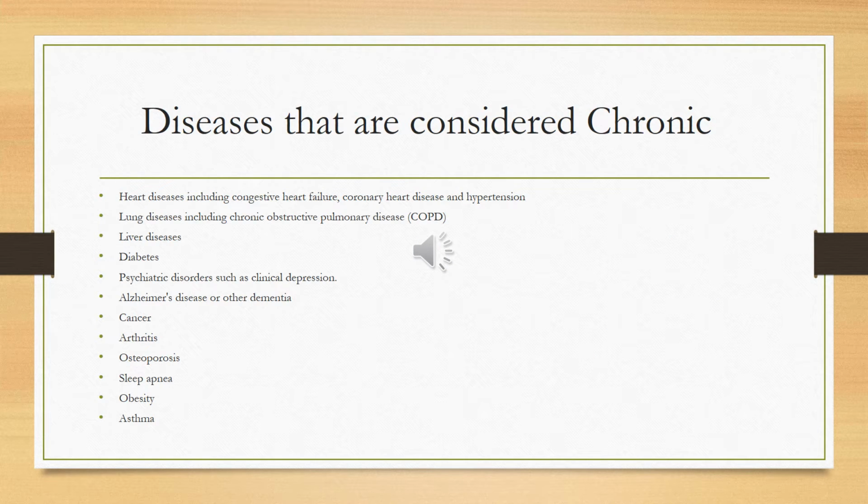Diseases that are considered to be chronic: heart disease, including congestive heart failure, coronary heart disease, and hypertension, also known as high blood pressure; lung disease, including chronic obstructive pulmonary disease, known as COPD; liver diseases; diabetes; psychiatric disorders such as clinical depression; Alzheimer's disease and other dementias; cancer; arthritis; osteoporosis; sleep apnea; obesity; and asthma.